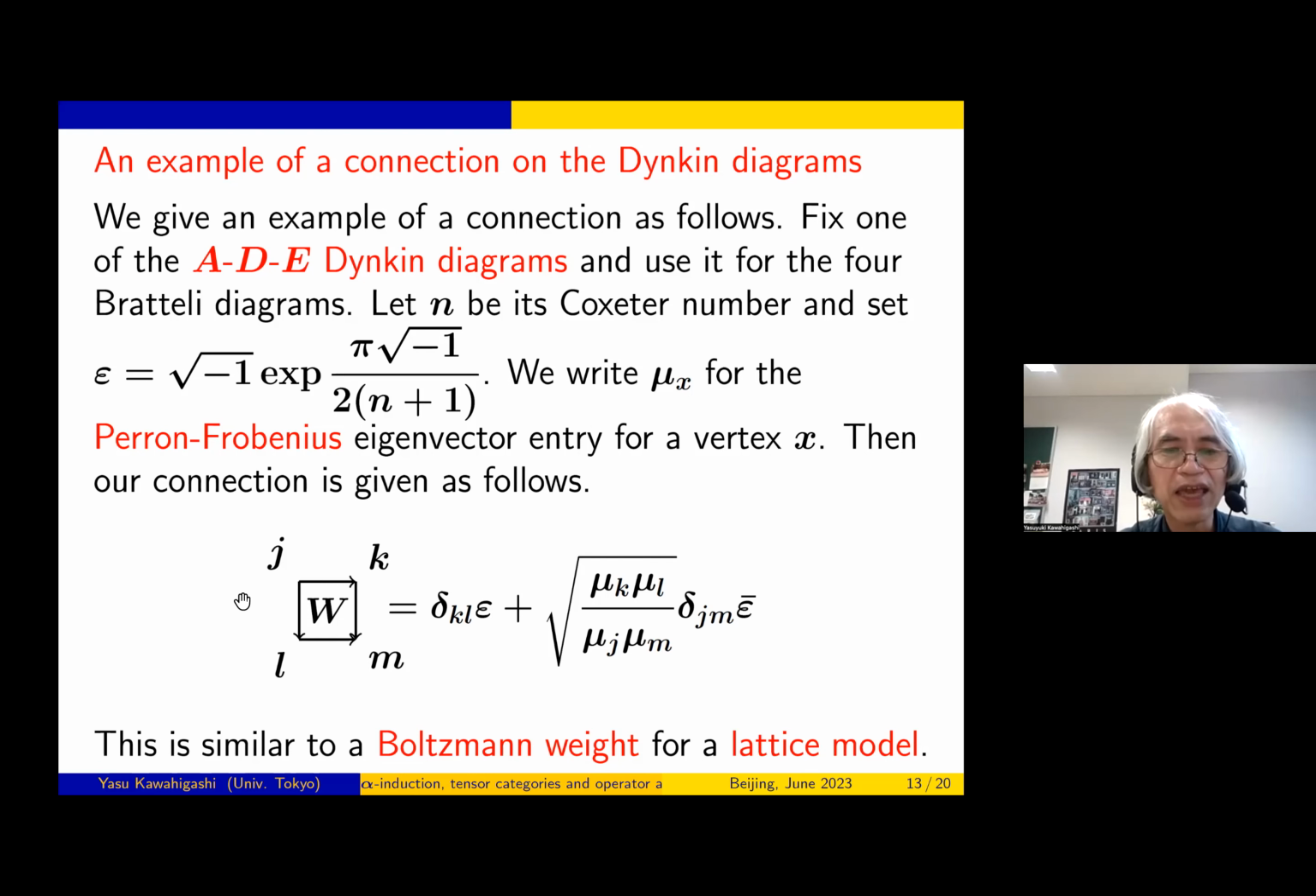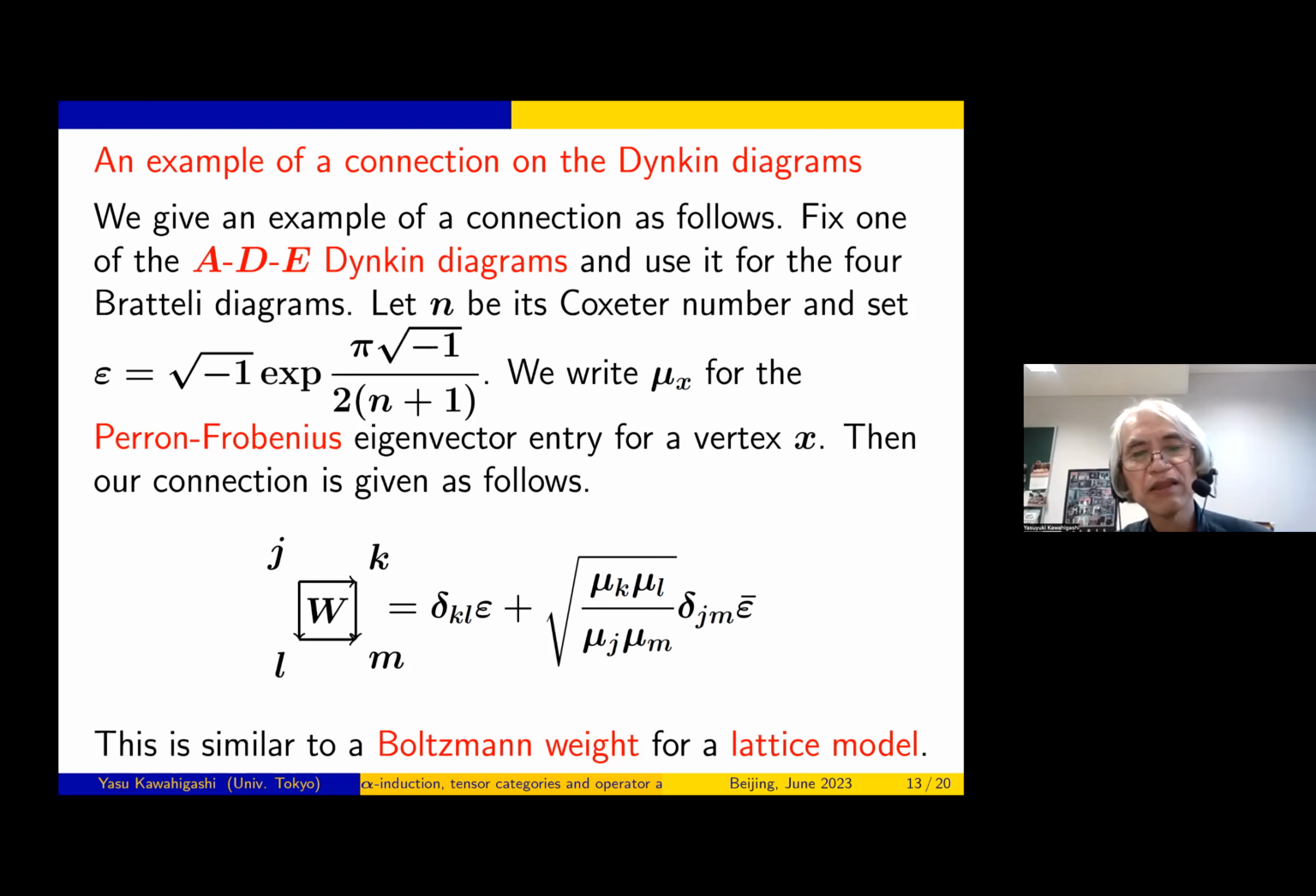So we have J, K, L, M. These are labels for the vertices of the Dynkin diagram. And we have no label for edges because each edge has no multiplicities. Then we have Kronecker delta of K and L, and we have this epsilon, this root of unity. And also we have Kronecker delta of J and M. We have epsilon bar for this epsilon. And also we have some Perron-Frobenius weight. And then this satisfies the unitarity and also the other unitarity. So this is an example on the Dynkin diagram.